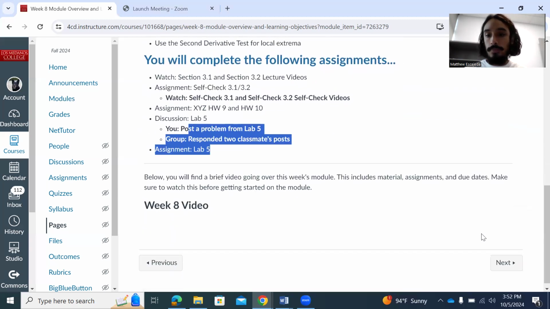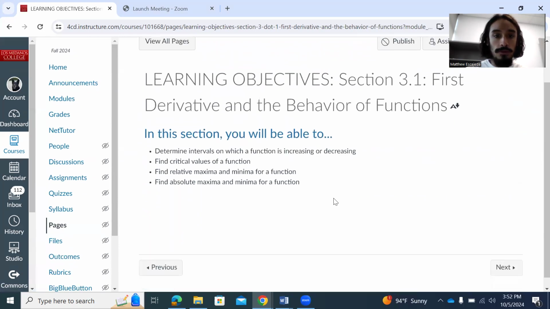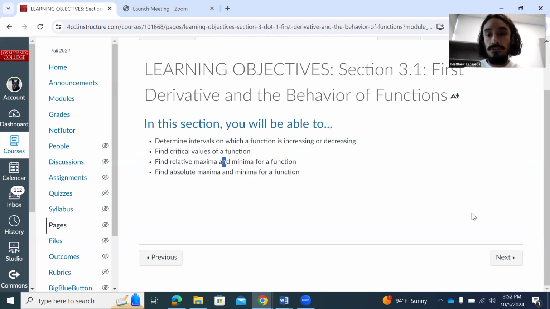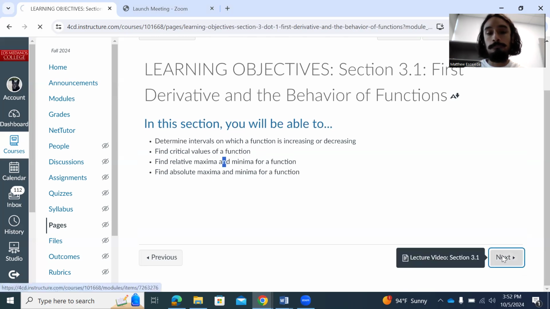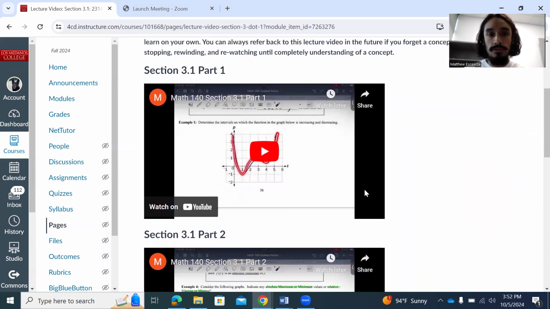Okay, so that's the overview. So the first section we're going to be doing is 3.1. Once again, this is about intervals of increase, decrease, critical values, finding absolute or relative max or mins of a function. Okay, so a lot of derivative stuff. And then it's kind of a longer section. But here are the lecture videos.